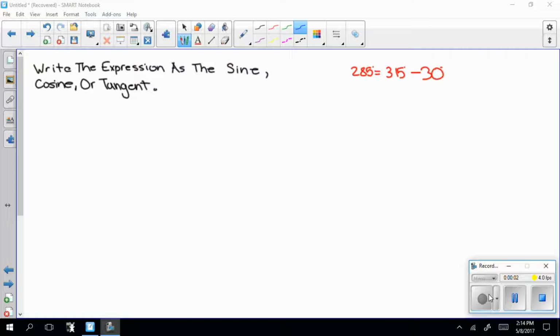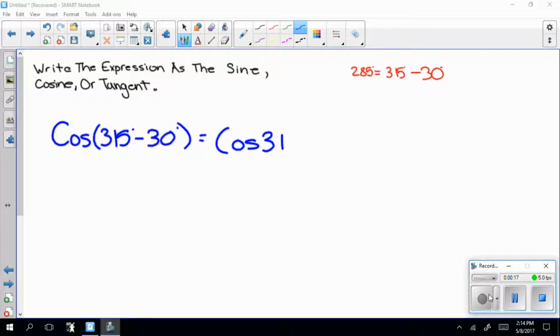Write the expression as the sine, cosine, or tangent. 285 degrees equals 315 degrees minus 30 degrees. Cosine of 315 degrees minus 30 degrees equals cosine of 315 degrees multiplied by the cosine of 30 degrees added to the sine of 315 degrees multiplied by the sine of 30 degrees.